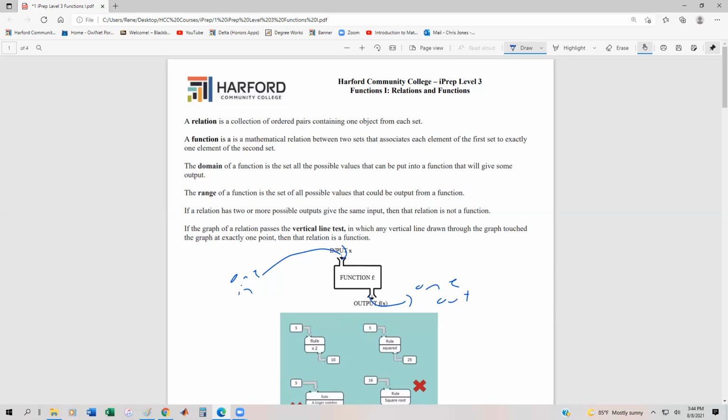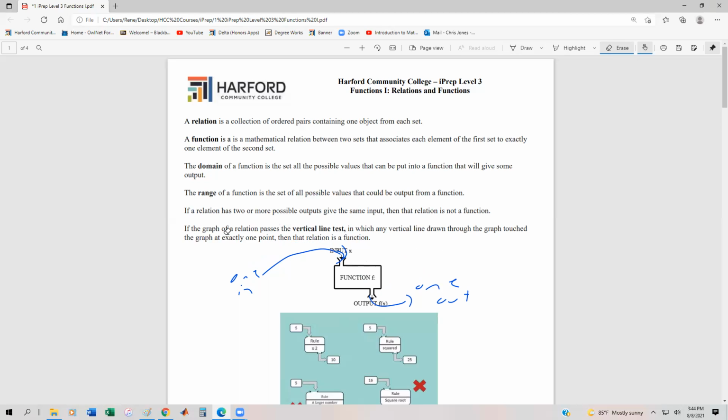If a relation has two or more possible outputs, then it's not going to be a function. So let's say, for instance, I throw a 3 into my function machine, and it spits out a 4 one time, and then another time it spits out a 6. That means it's not a function. It's more of a relation than a function. So that's the way to think of what a function is. It's just an input versus an output, one input to one output.